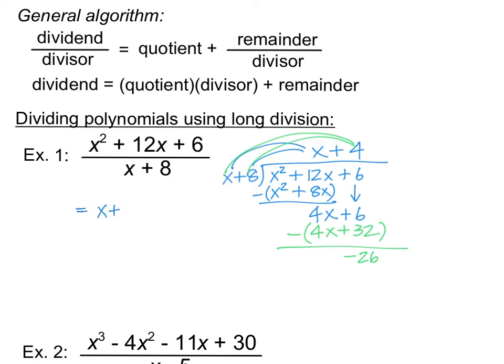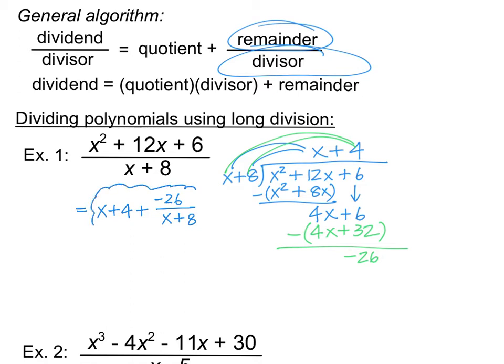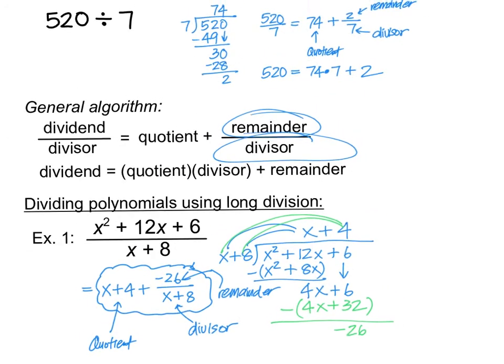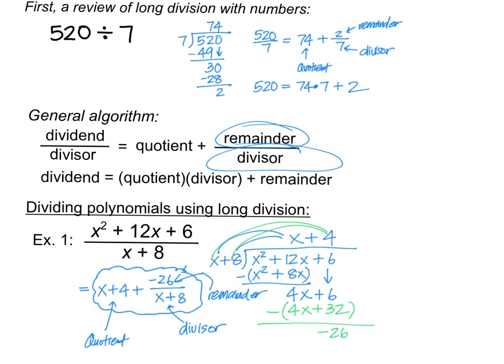which is x plus 4, plus the remainder, which is negative 26, over the divisor, which was x plus 8. And so this right here is our answer. Okay? This right here was the quotient. This up here was the remainder. And this down here was the divisor. And if I were to scroll up, you will see that, hey, that was kind of the same thing that we had up there. Okay?